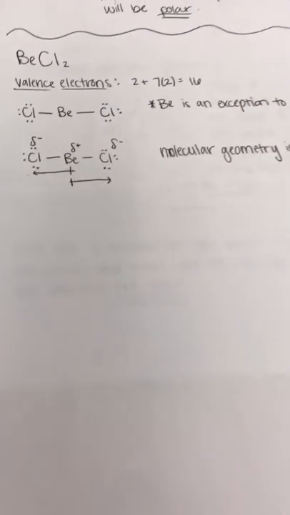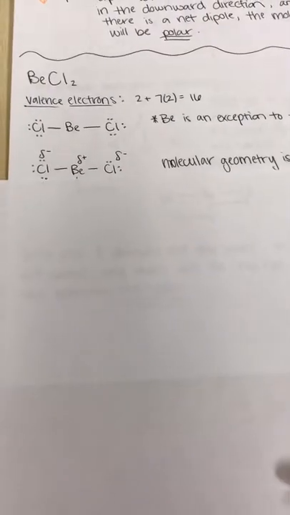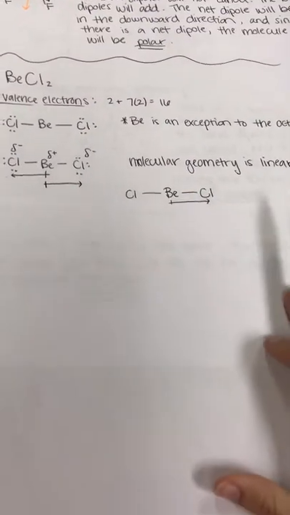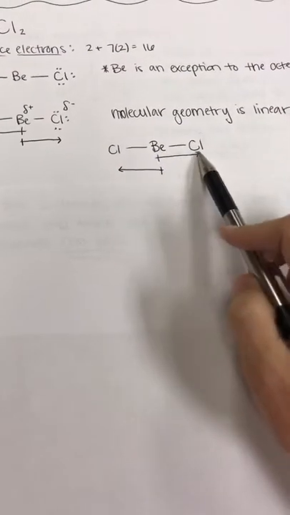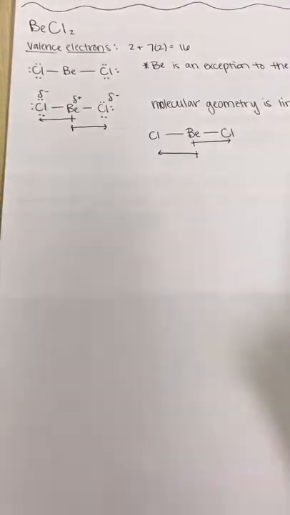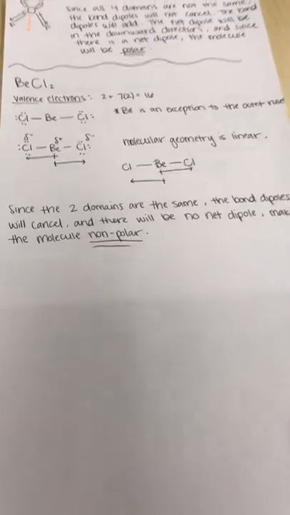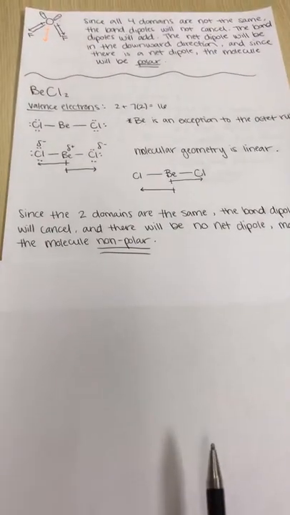Next, we'll look at the molecular geometry, and since there are two domains that are equal, this molecular geometry is linear. So if we draw that out, it looks exactly the same as the bond dipoles. Arrows are pointing to chlorine. So, since the two domains are the same, the bond dipoles will cancel, and there will be no net dipole, making the molecule nonpolar.